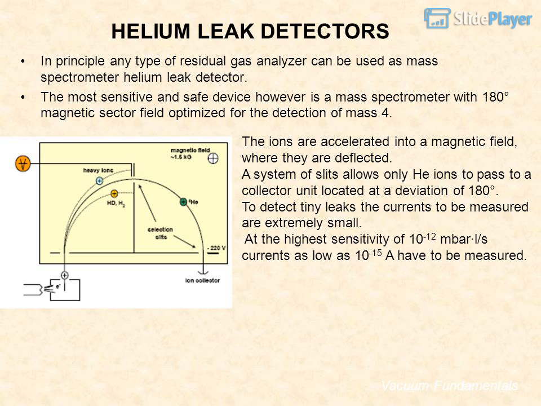A system of slits allows only He ions to pass to a collector unit located at a deviation of 180 degrees. To detect tiny leaks, the currents to be measured are extremely small. At the highest sensitivity of 10^-12 mbar·L/s, currents as low as 10^-15 A may have to be measured.